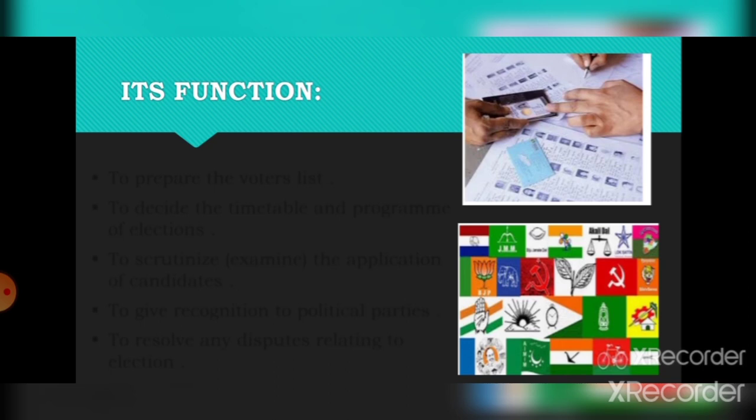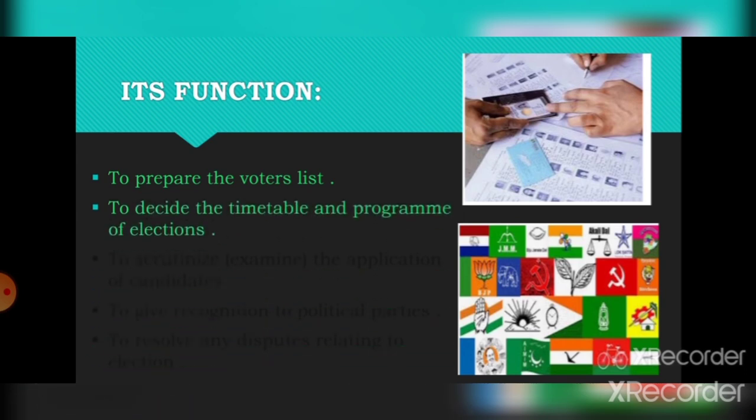Now we will see the functions of the Election Commission: to prepare the voters list. You must have seen that before elections, people come to your place to check if your name is in the voting list. They ask you for your voter's ID and ask you to check if your name is in their voter list. To decide the timetable and program of elections. There is a proper timetable and schedule for when the elections are going to take place.